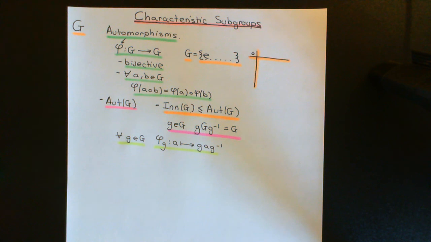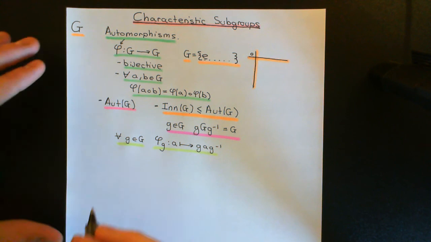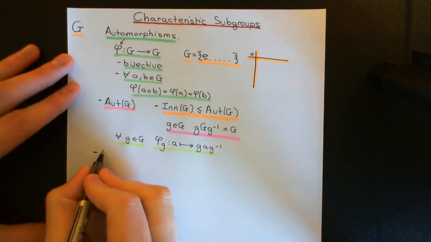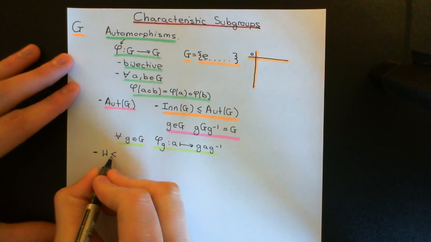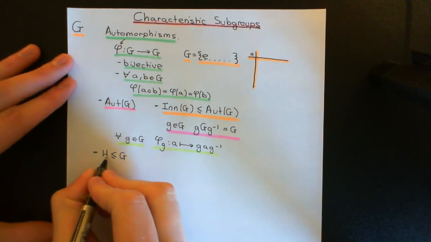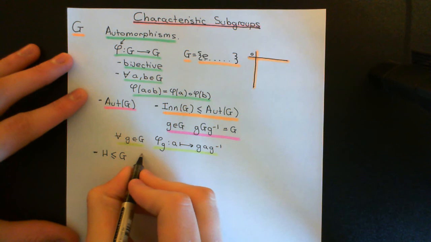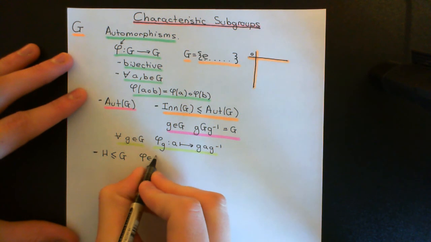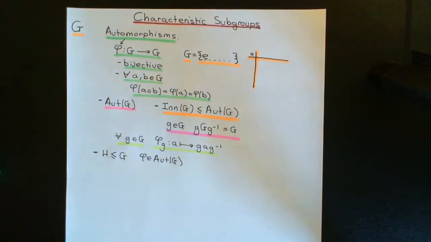The final little prerequisite I want to point out, before we actually define what a characteristic subgroup is, is this: if we have a subgroup of the group, let's say H is a subgroup of G, and let's say we have some automorphism of G, so let's say phi is an element of the group of automorphisms of G.